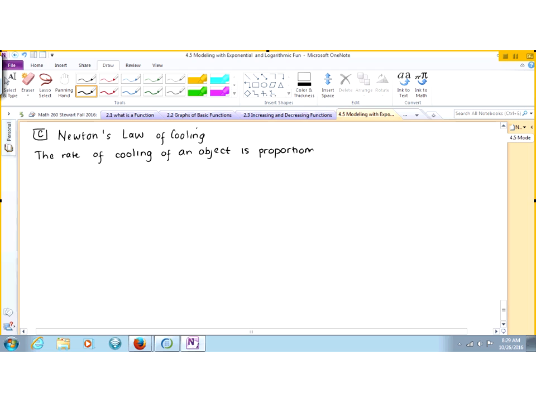So the rate of cooling of an object is proportional to the temperature difference between the object and its surroundings. By the way, you'll see the same thing, Newton's law of cooling, in calculus. That's why I'm discussing this. I remember now. All right.